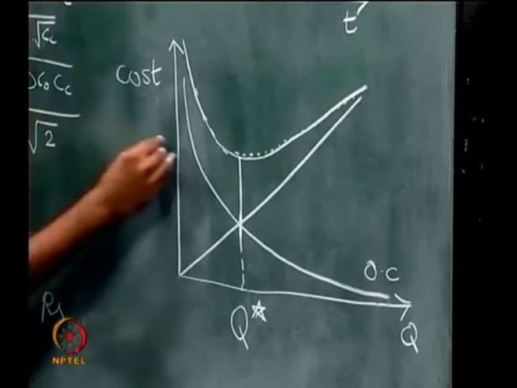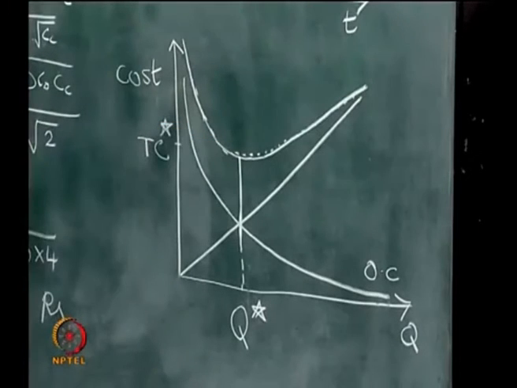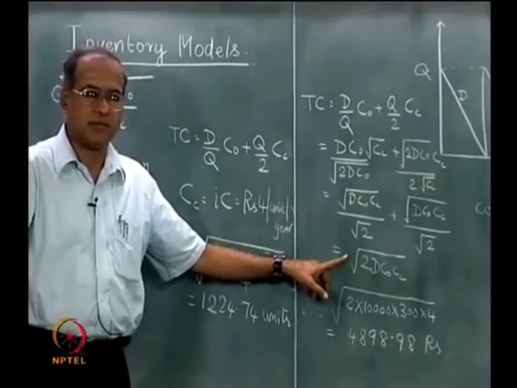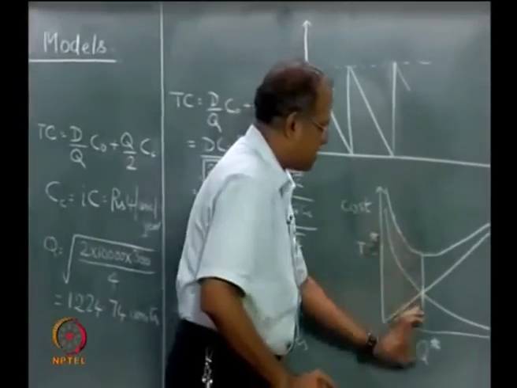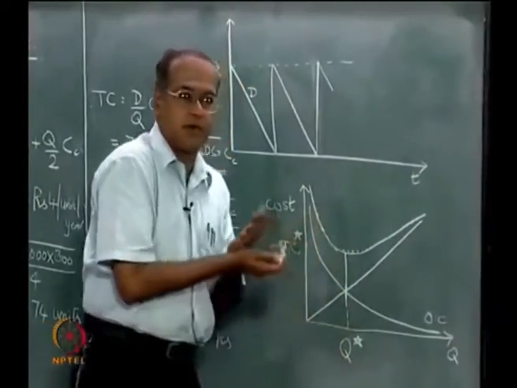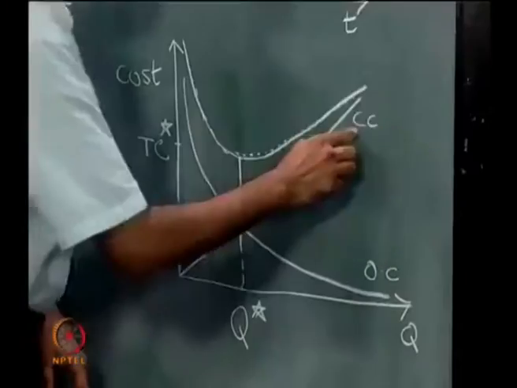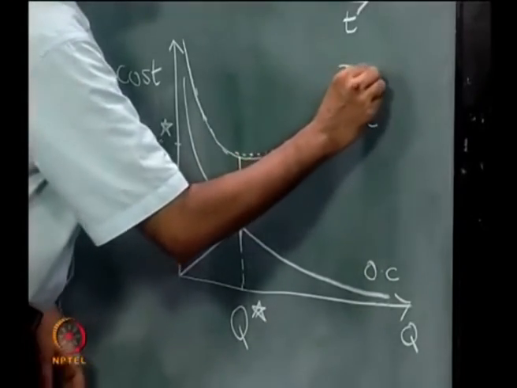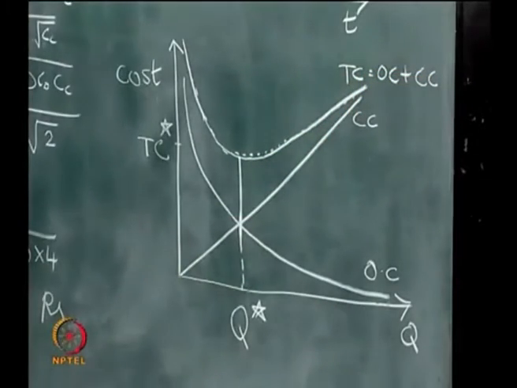Now, this is the Tc star, this is the root of 2d C naught into Cc. So, the total cost is 2 times this, and it happens for the corresponding q star. So, this is how the costs behave. This is Cc carrying cost, this is Tc equal to order cost plus carrying cost.